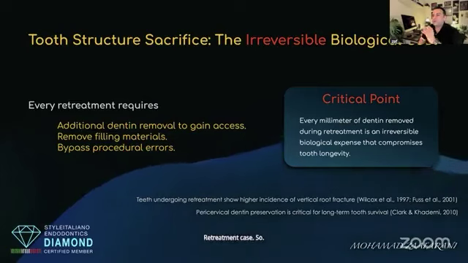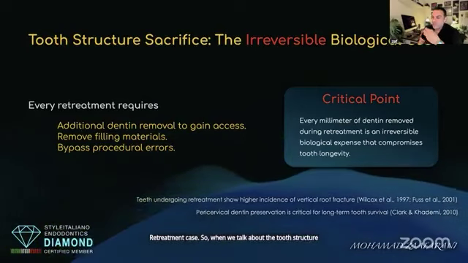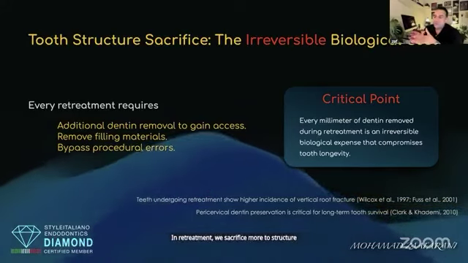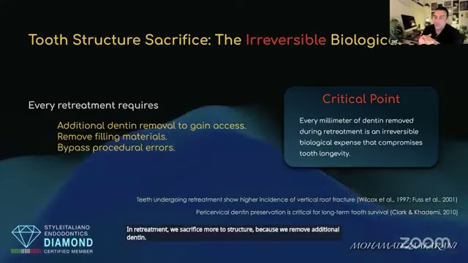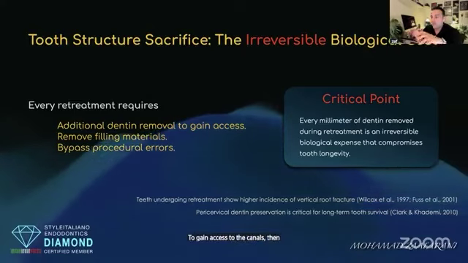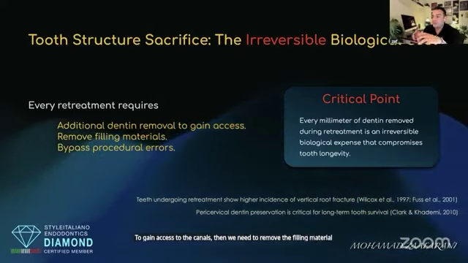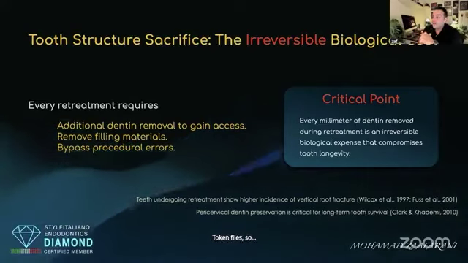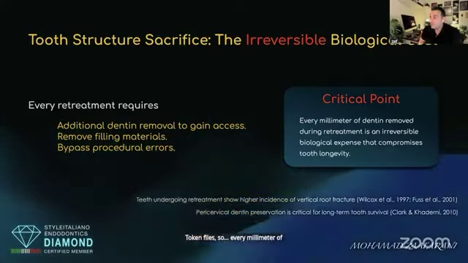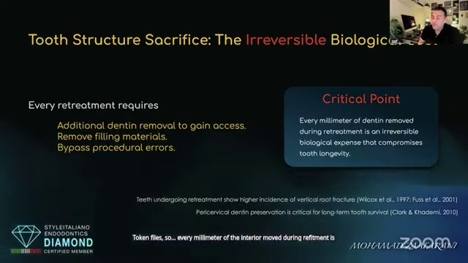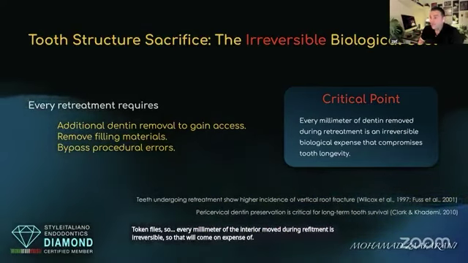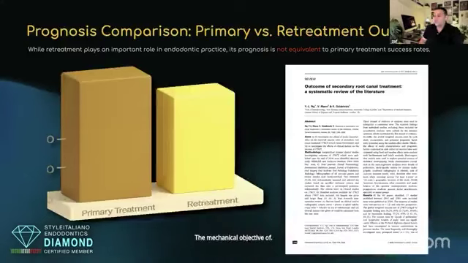So when we talk about the tooth structure, in retreatment, we sacrifice more tooth structure because we remove additional dentine to gain access to the canals. Then we need to remove the filling material, bypass procedural errors like ledges, broken files. So every millimeter of dentine removed during retreatment is irreversible. So that will come at the expense of the mechanical objective of our endodontic treatment.